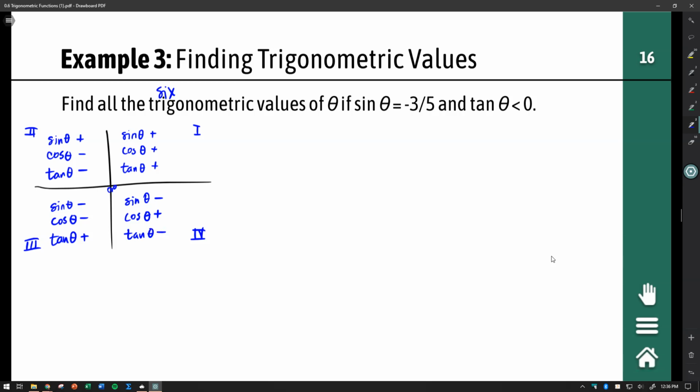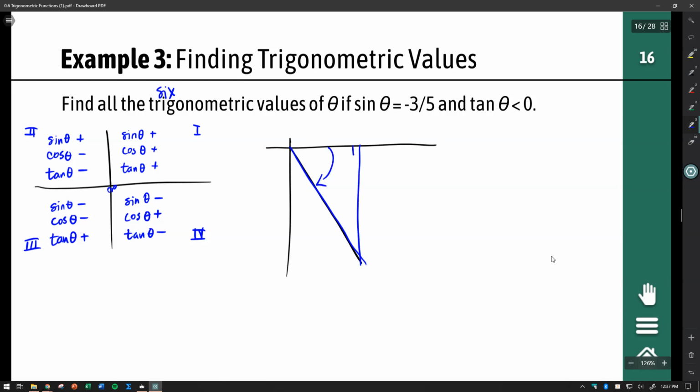Now, with that in mind, we know the sine is negative and the tangent of the angle is less than 0, so tangent's negative as well. Where do we have negative sines and negative tangents? That looks to me like quadrant 4, negative sines, negative tangents. So to begin this, I'm going to sketch myself an angle in quadrant 4, and I should probably do that in a new color. And here we are. And so I'm going to go ahead and complete this right angle.